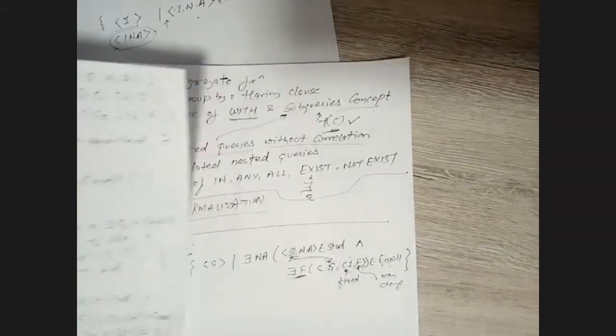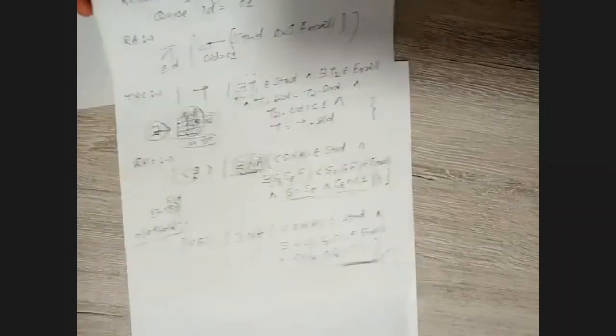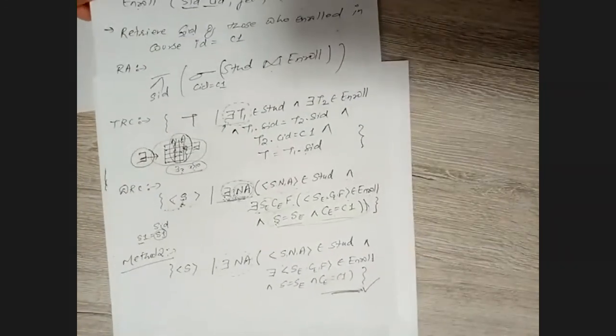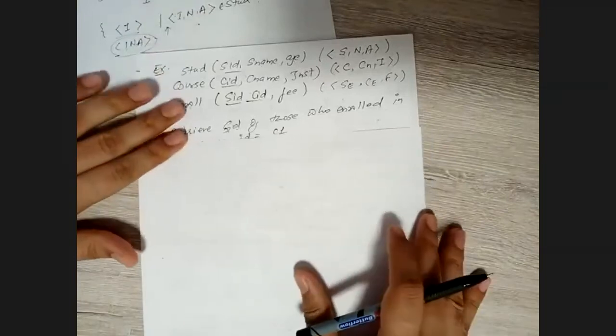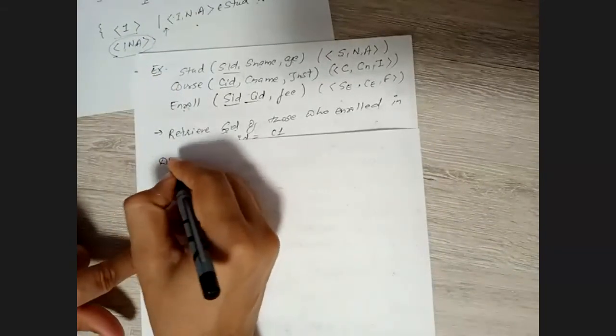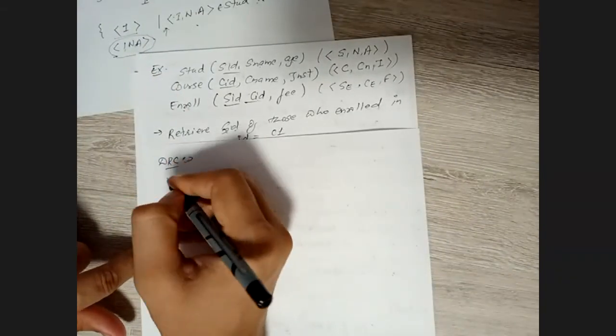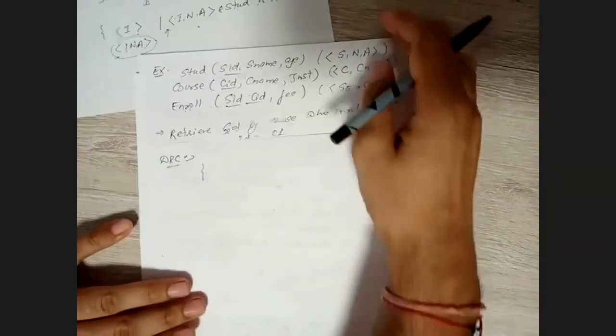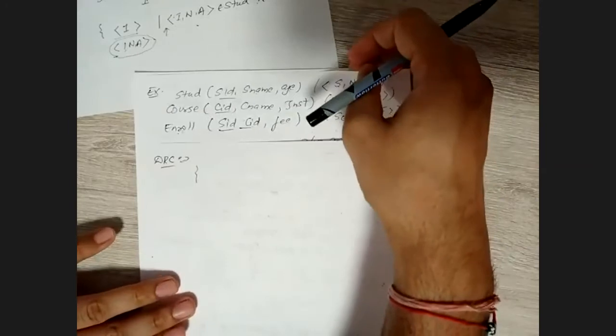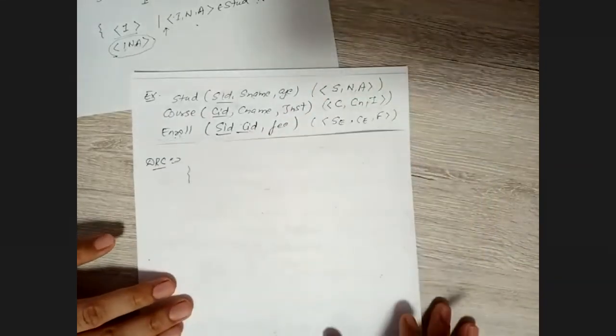So let me write on a new page so that you will be able to understand. Can you see that? Okay, let me write here. Okay, so DRC query, right? See, you have understood the question, right? So we need to retrieve S names. See now.